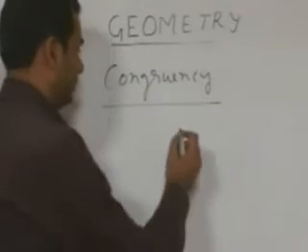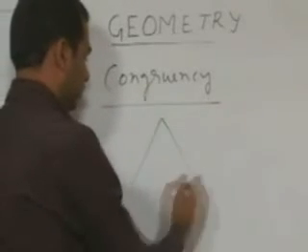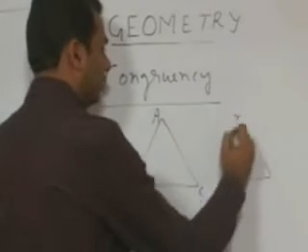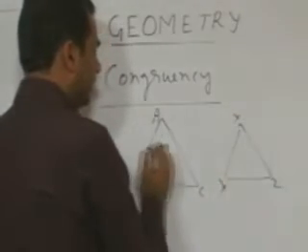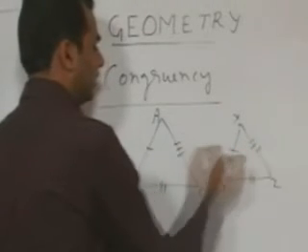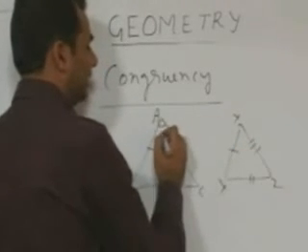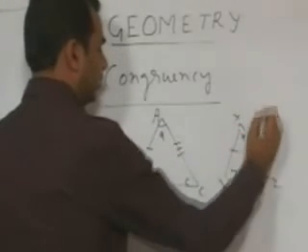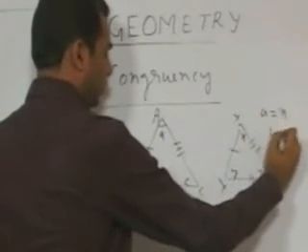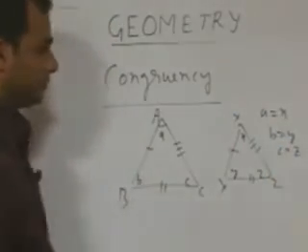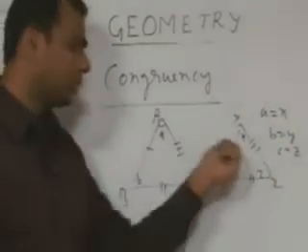For example, if I say this is ABC and this is XYZ, this length must be equal to this length, and this length must be equal to this length. And this angle is A, so this angle X, B, C, this is Y and Z. So A must be equal to X, B must be equal to Y and C must be equal to Z. The angles as well as the corresponding sides must be equal.